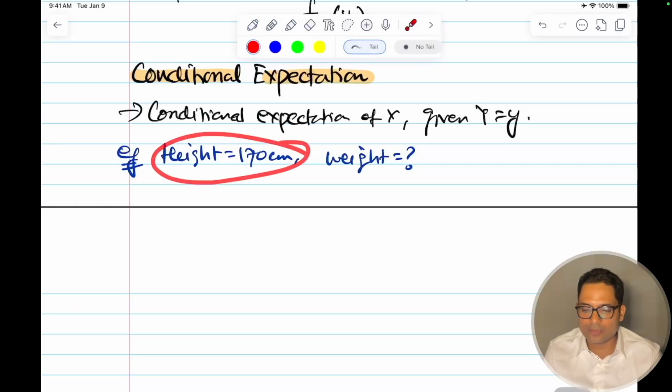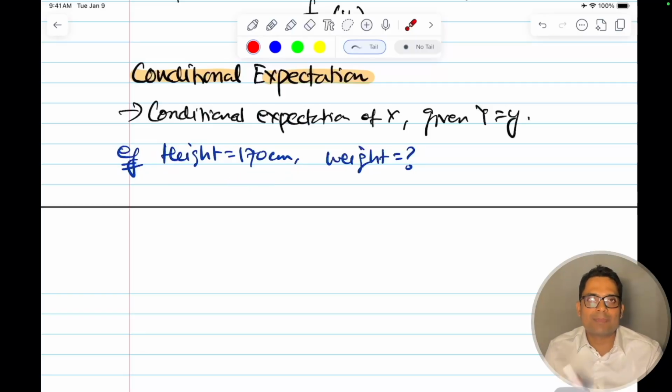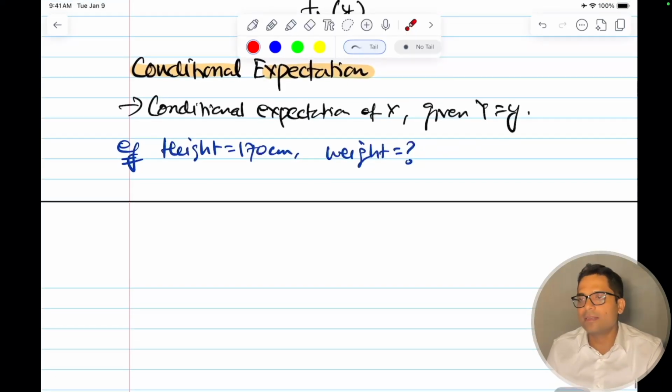So now this is the condition. Your universe has changed, the world has changed. It is limited to 170 centimeter people. So the output for this would be the expected value. What will be the expected value? This will be the average of all the weights of all the people whose height is 170 centimeter. That average will give me the expected value for the weight of a person whose height is 170 centimeter. Okay, so this is my question. I hope this is clear.